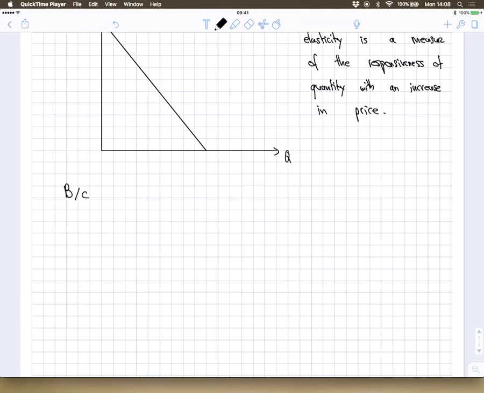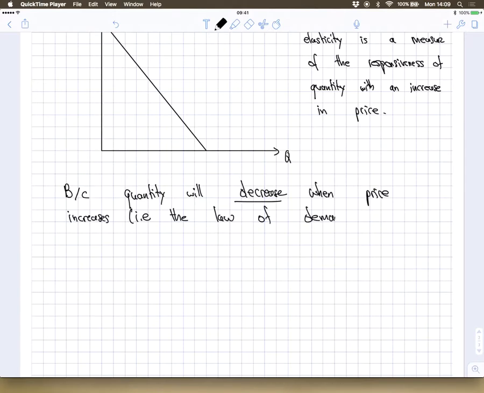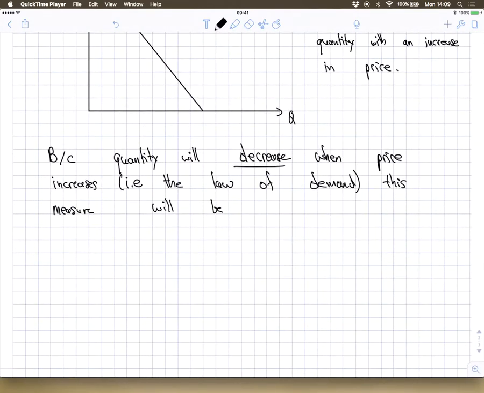Because quantity will decrease when price increases, i.e., this is the law of demand. This measure will be what? Negative.